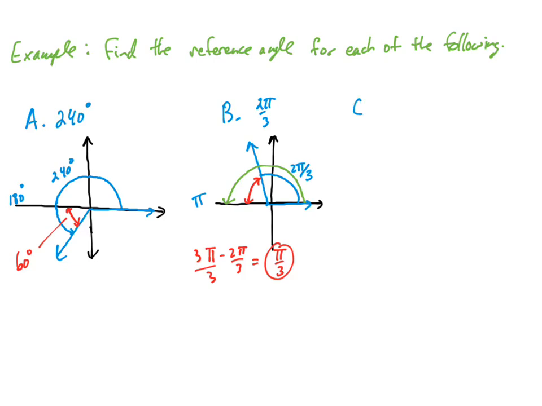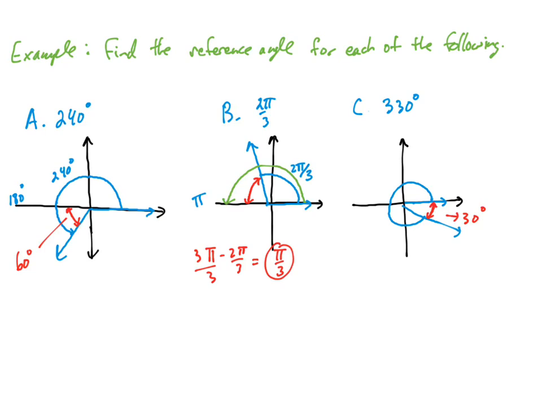The next one, we have 330 degrees. That is almost one full rotation around the circle. We start here, 330 degrees, it's going to get us down here. The reference angle is this angle that's remaining to get us back to the x-axis, and that is 360 degrees minus 330. So what's remaining is 30 degrees.